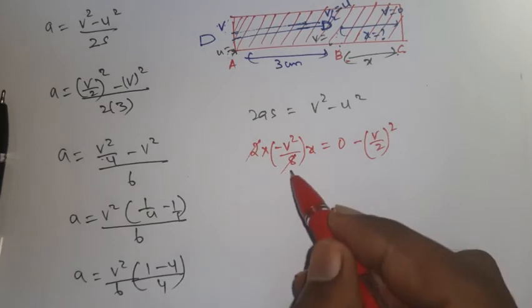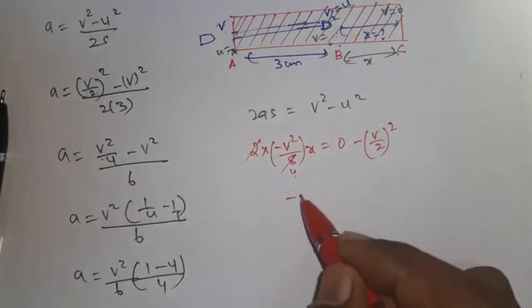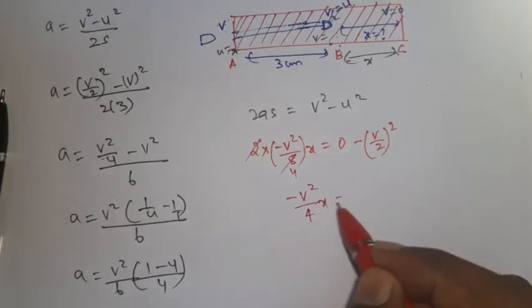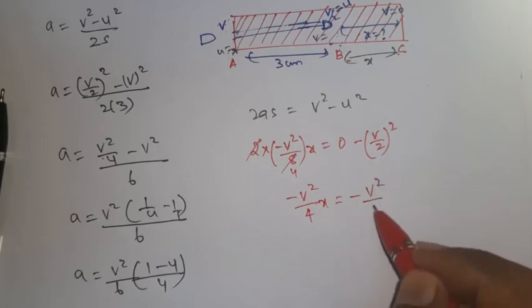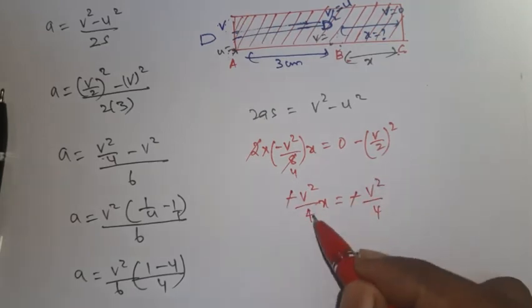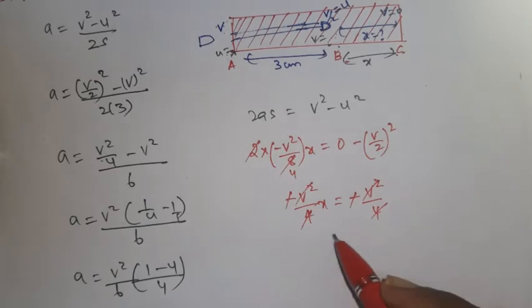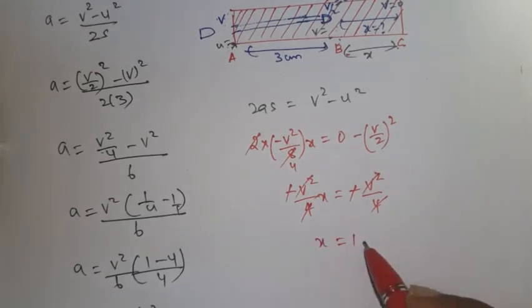If we cancel this, 4 2s are 8. Minus v square by 4x is equal to minus v square by 4. Minus minus cancel, then 4 4 cancel, then v square is cancelled, then x is equal to 1.